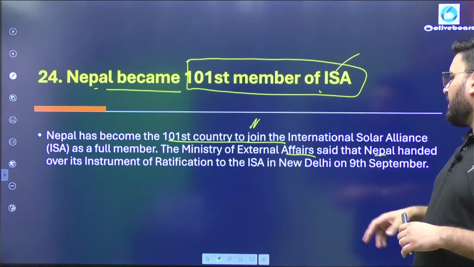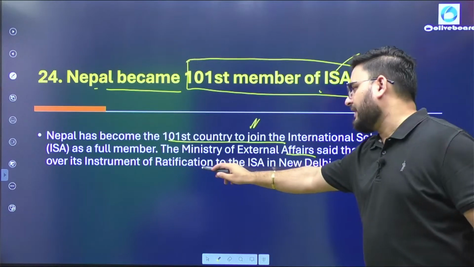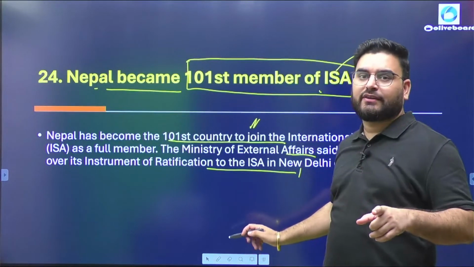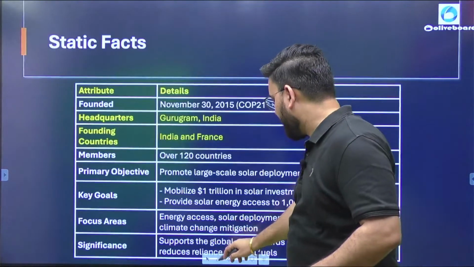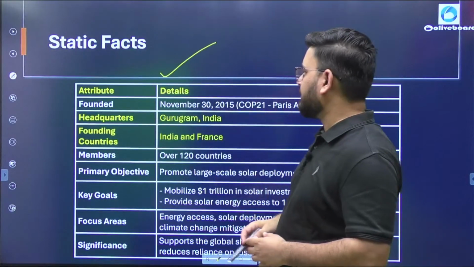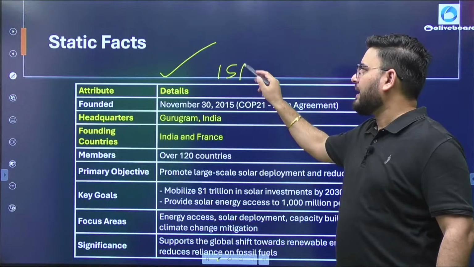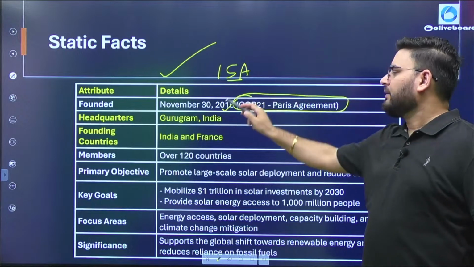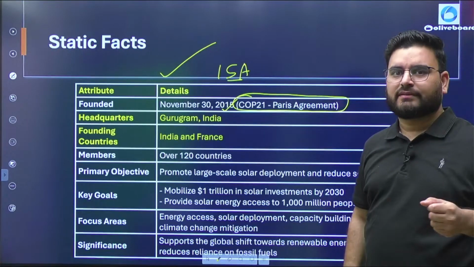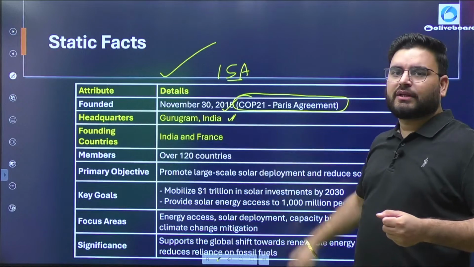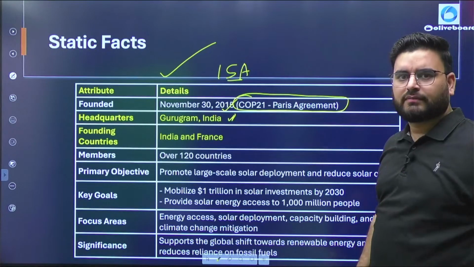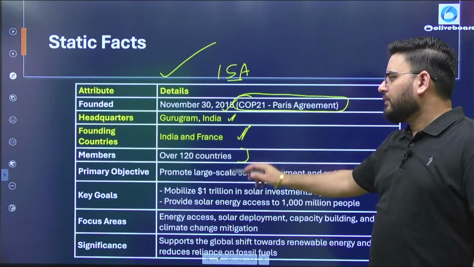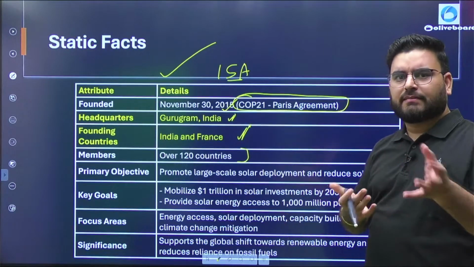The Ministry of External Affairs said that Nepal handed over its instrument of ratification. Now, the important thing you have to remember about ISA, the International Solar Alliance, is that it was founded in 2015 during the Conference of Parties, which is informally known as the Paris Agreement, right? The headquarters of the International Solar Alliance is in Gurugram or Gurgaon. The founding countries are India and France, and there are more than 120 countries. Some are full members, some are partial.